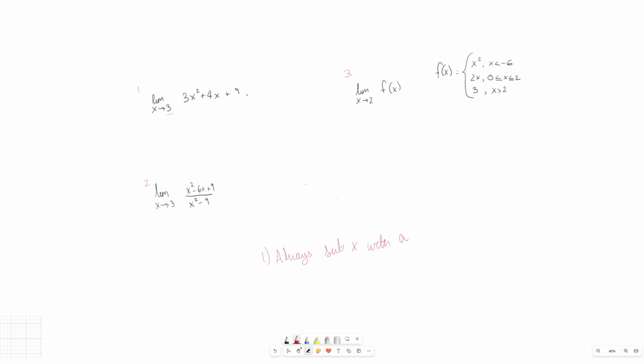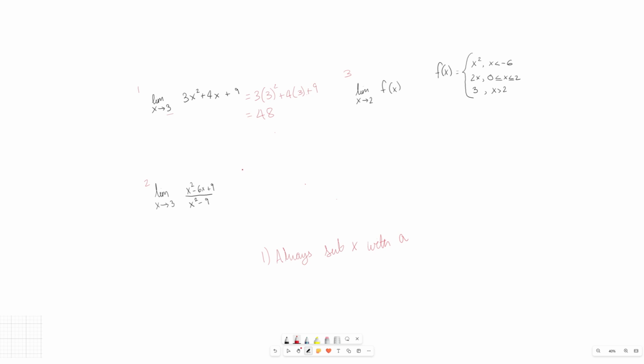So we're going to solve this equation. Basically, you just put 3 in for x. So this would be 3 times 3 squared plus 4 times 3 plus 9, and this would equal 48. And that's your limit. The limit as x approaches 3 of 3x squared plus 4x plus 9 is 48.